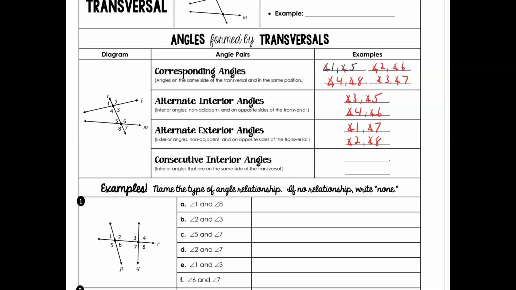And consecutive interior is another way of saying same side interior. This is just used by different textbooks and different writers and different teachers, but they mean the same thing. So same side interior and consecutive would be these 2 and these 2.